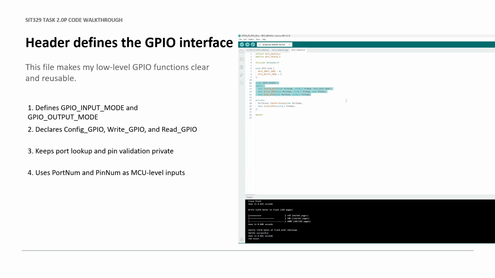There are also 2 private helper methods. Get port group converts a port letter, such as A or B, into the correct SAMD21 port group address. Is valid pin checks that the pin number is in the valid range from 0 to 31. These helper methods let the class validate the requested port and pin before writing to hardware registers.